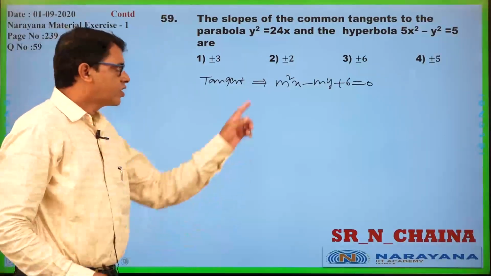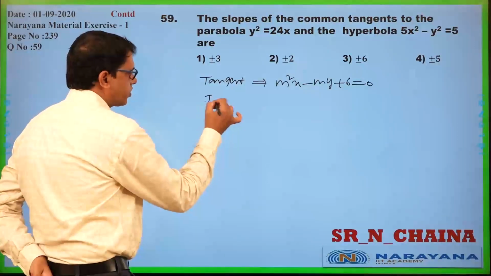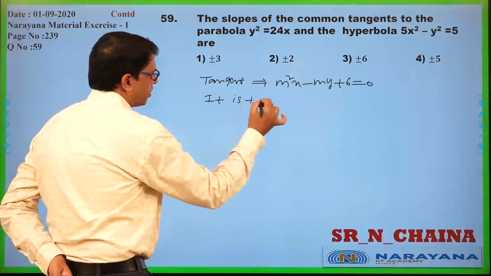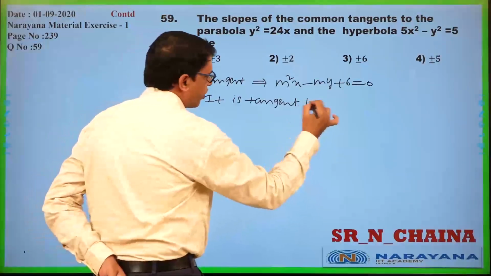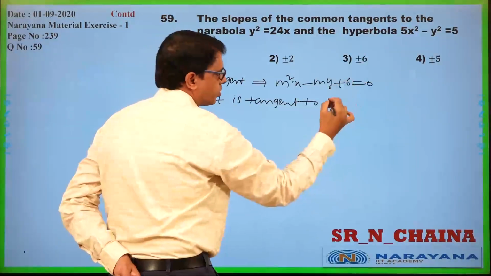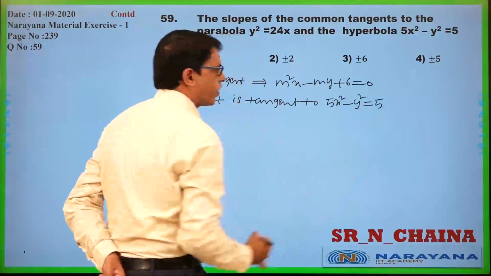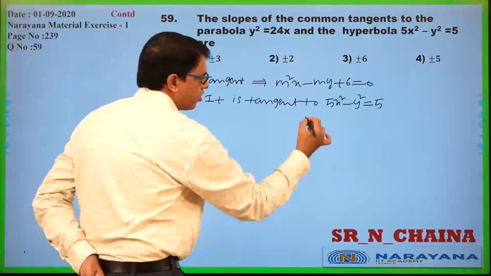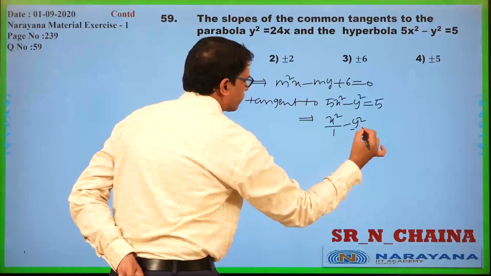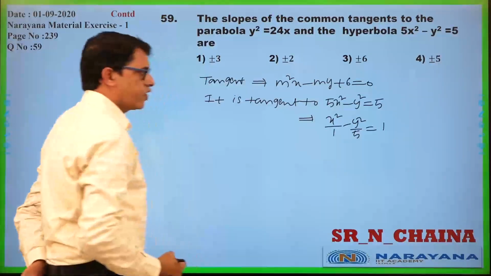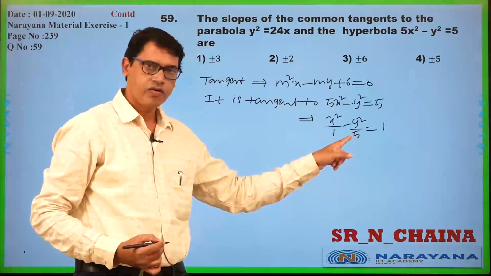Now, this line is a tangent to the hyperbola. Hyperbola is what? 5x square minus y square equals to 5. Means I can write it in standard form: x square upon 1 minus y square upon 5 equals to 1. Means here a square value is 1, b square value is 5.